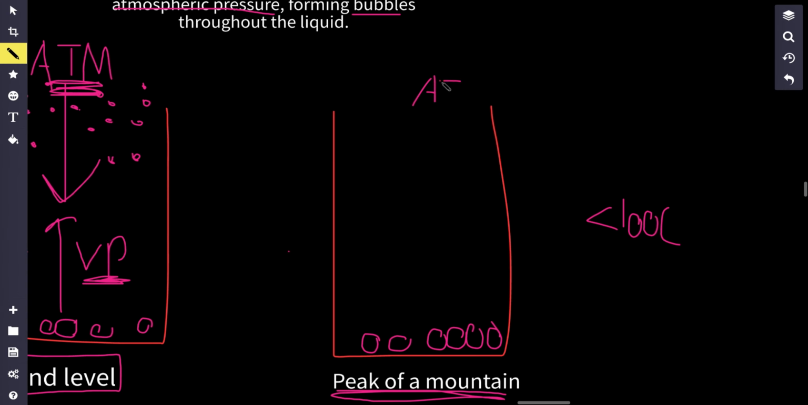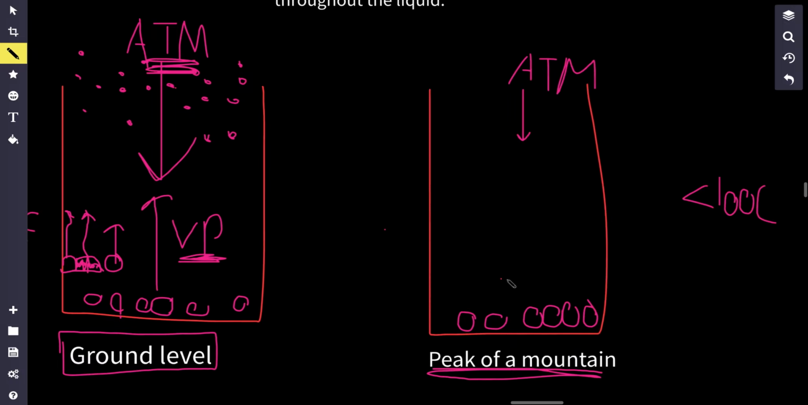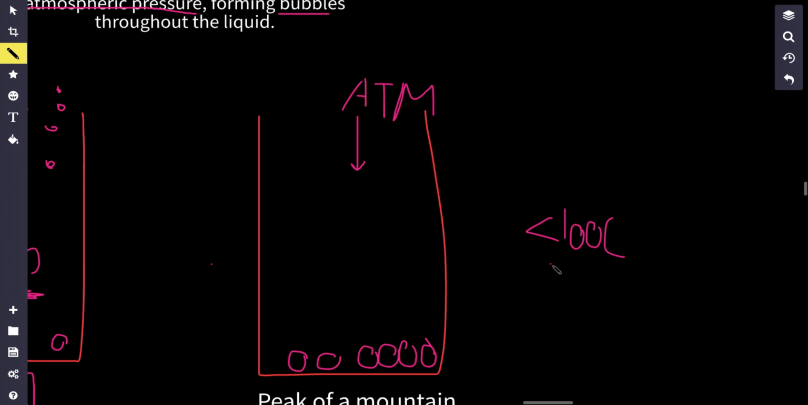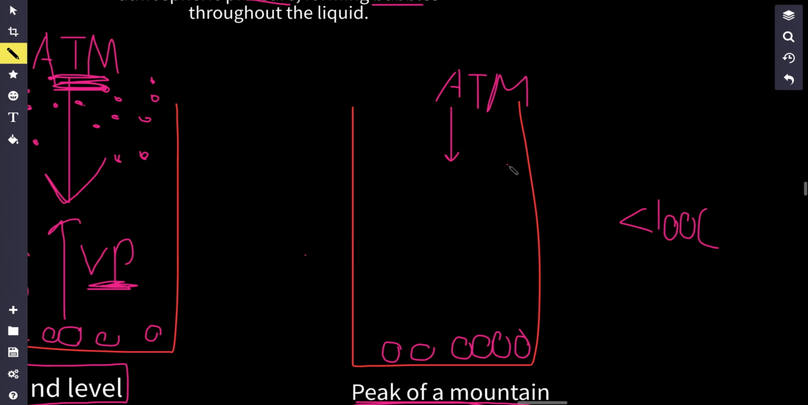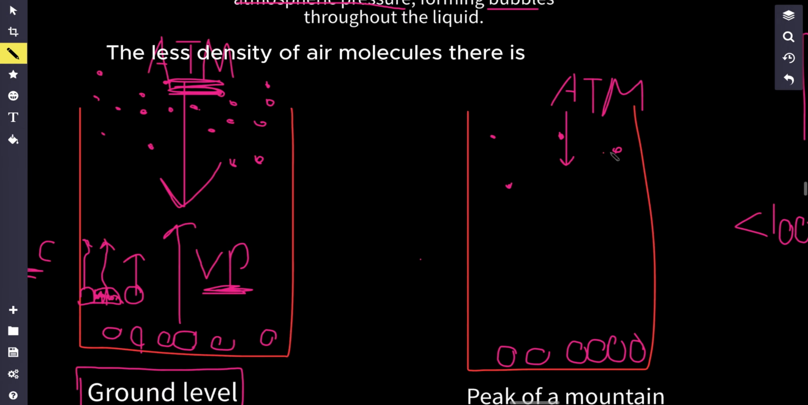It turns out that the atmospheric pressure is going to be way less than what you had at ground level. And the reason why is, think about it, you're high up on a mountain, so there are going to be fewer air molecules. The higher you go, the fewer molecules you have. Think about going to space, for example. There's barely any air particles in space, right? So the higher you go, the fewer air particles you have.